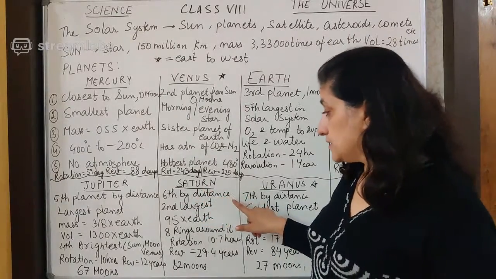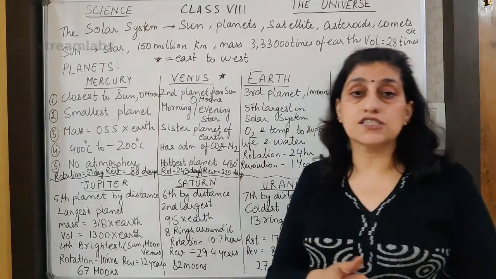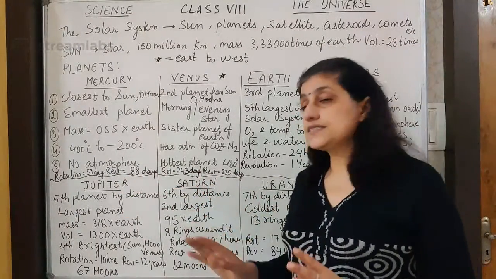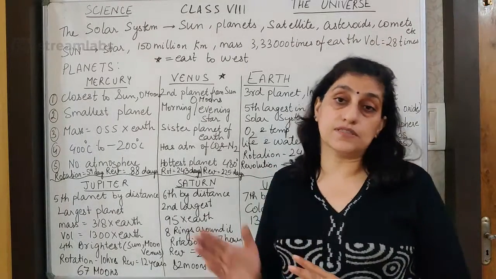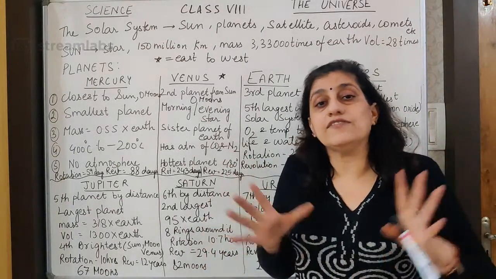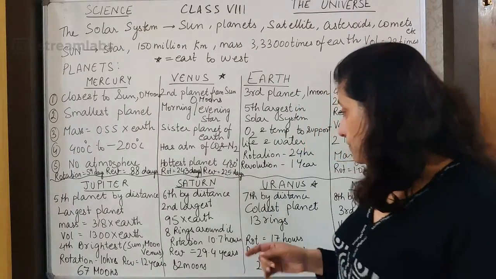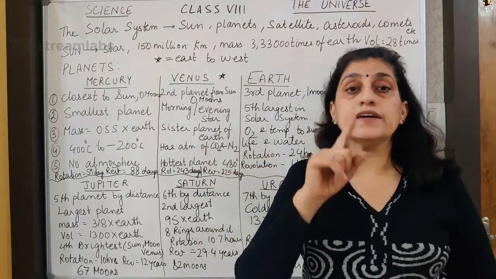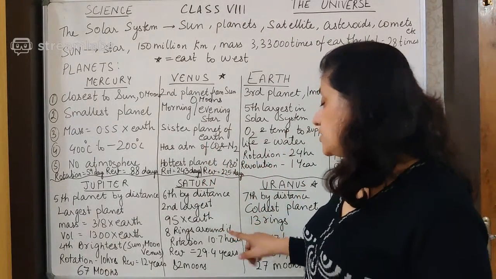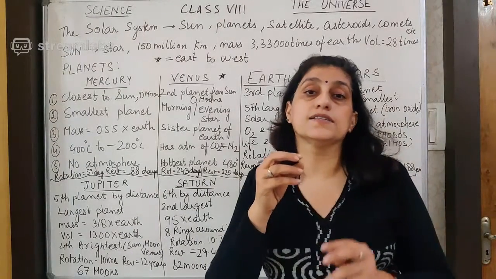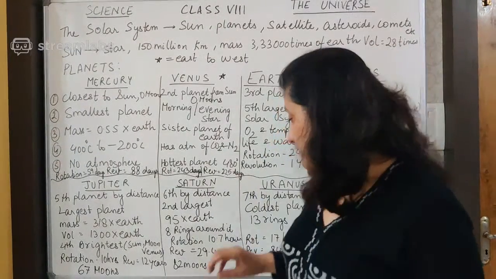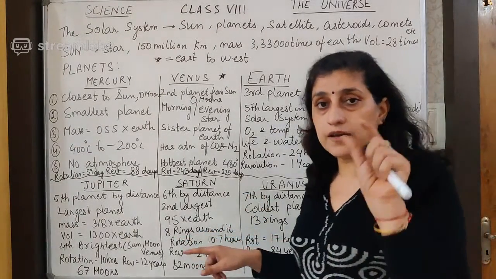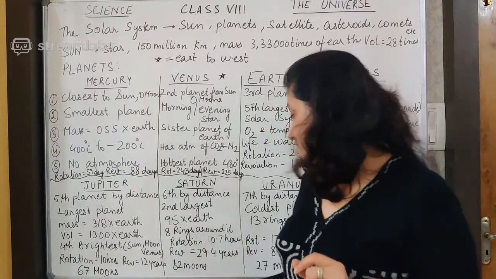Saturn is the 6th by distance. It is the 2nd largest by size, means next to Jupiter is Saturn. The size is about 95 times that of the Earth, means in Saturn 95 such Earths can be fitted. Saturn is called a ringed planet because you can see a ring around the Saturn and this ring is generally made up of dust particles, ice particles and the like. In all, there are 8 rings around the Saturn. 3 are bright rings and 5 are faint rings.